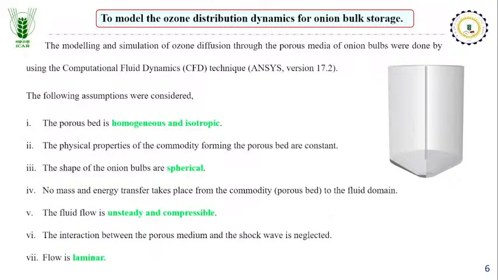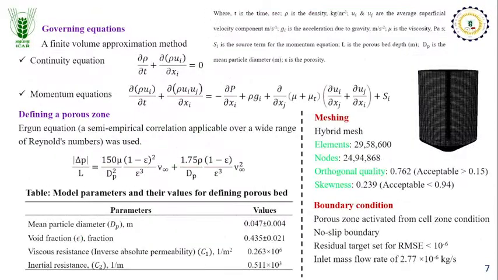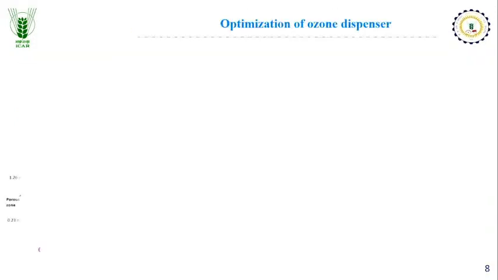The modeling and simulation of ozone diffusion through the porous media of onion bulbs were done using CFD, and these are the assumptions we considered to reduce the computational power. A finite volume approximation method was used, and for defining ozone we used the Ergun equations. These are the model parameters we used: viscous resistance, inertial resistance. Meshing was also done using the ANSYS platform.